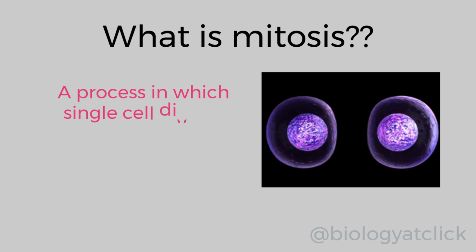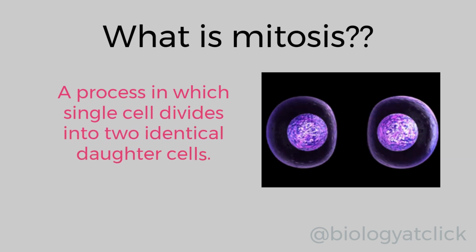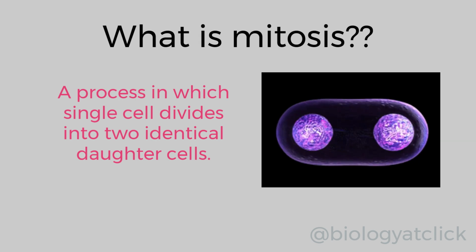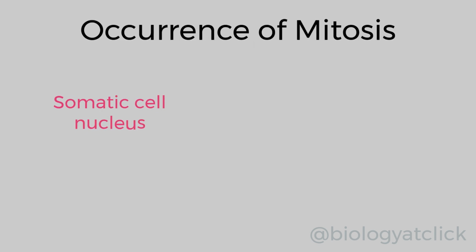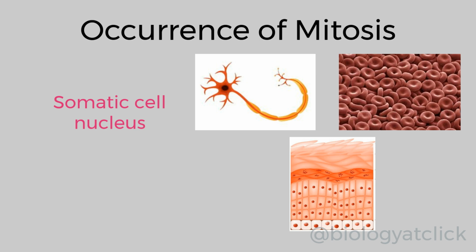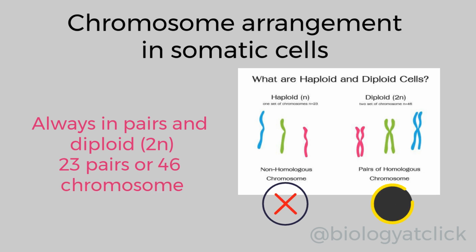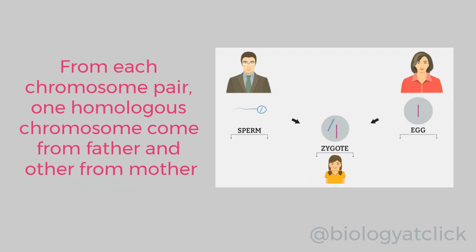Mitosis is the process of cell division, by which a single cell known as the parent cell divides to produce two genetically identical daughter cells. Mitosis occurs in somatic cells' nucleus. Examples of somatic cells are nerve cells, red blood cells and skin cells. In humans, somatic cells are diploid, meaning they contain two sets of chromosomes, one set inherited from each parent.